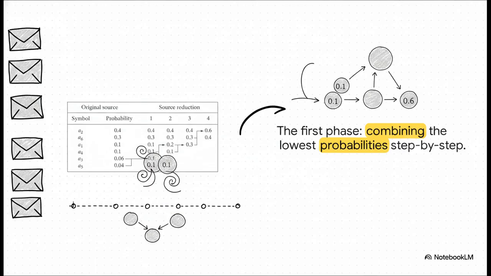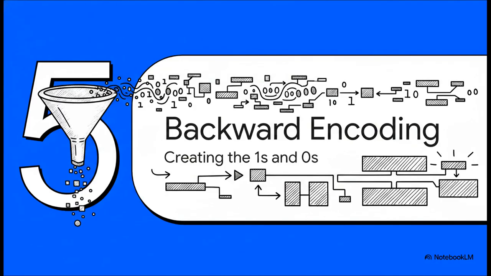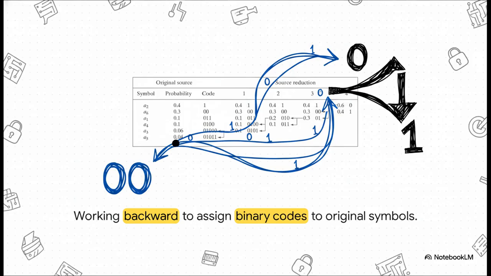And just like that, the reduction is complete. Part 5. Working backward to encode, creating the ones and zeros. Okay, here is the aha moment. We've funneled our data down, and now we have to transform that probability math into the actual binary language computers use. Let's trace this backward and build our final digital code.